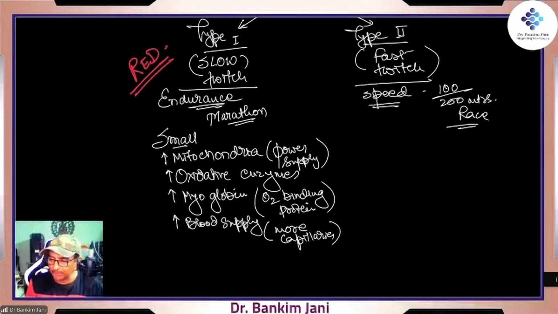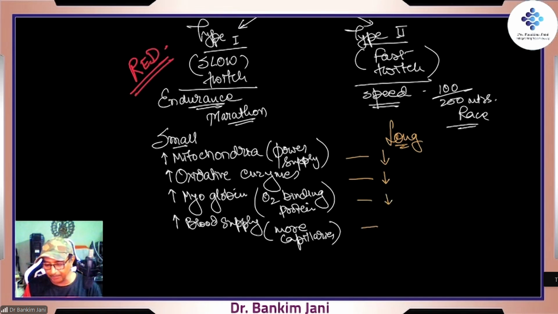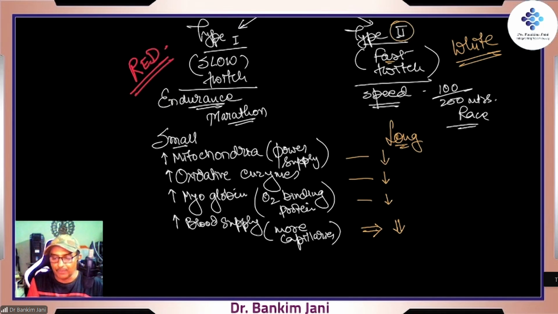Against that, when we talk about the fast twitch muscles, they are pretty long, but they have less mitochondria. They work on a very different principle. They have less oxidative enzyme, less myoglobin, and importantly, less blood supply, and that's why these muscles appear white. So when we say white fibers, that means these are the fast twitch fibers. They are called type 2, fast. And type 1 means slow, and they are red.